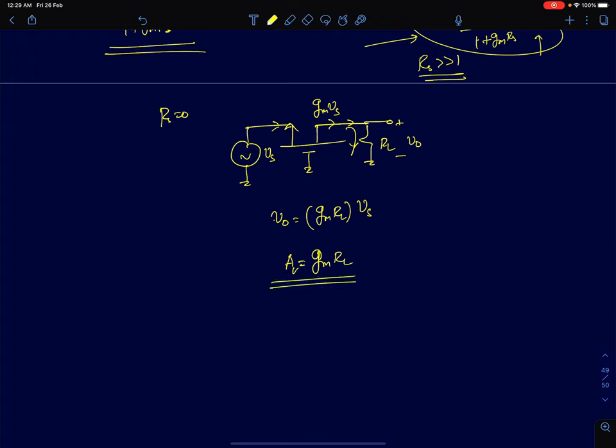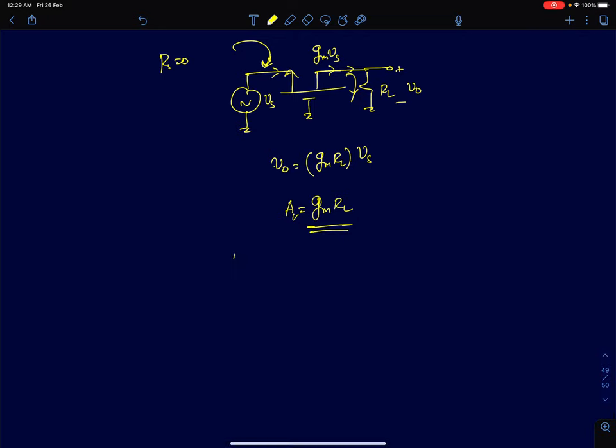Here the important thing is that gm times RL can be a reasonably high voltage gain. But the moment I introduce a finite source resistance at this point, I have a problem there. The source resistance is going to reduce this voltage gain. We just derived it some moments ago: gmRL divided by 1 plus gmRS. It's going to reduce the voltage gain by a factor of 1 plus gmRS. So that's the disadvantage of a common gate amplifier. The voltage gain reduces in the presence of a finite source resistance.